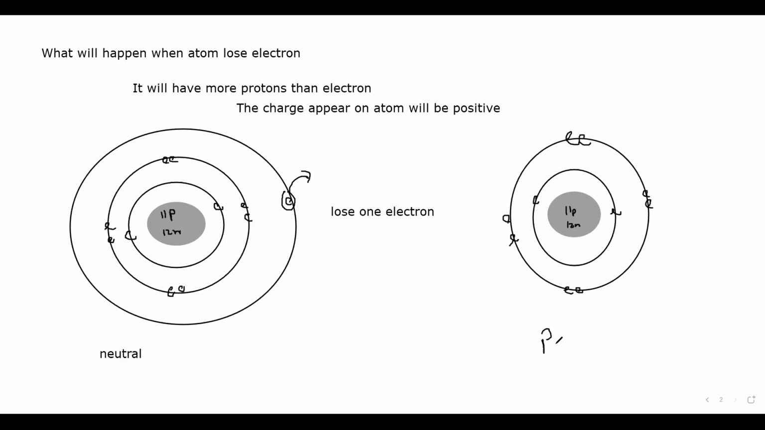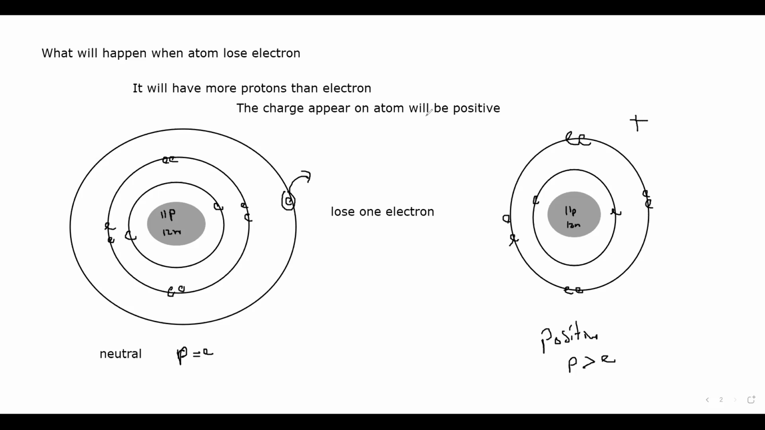Why is it a positive charge? Because you can see here, it was neutral. The number of protons was equal to the number of electrons. But why is it positive now? The number of protons is more than the number of electrons. So as the distribution of protons to electrons changes, the atom will have a charge on it. It will appear as a charged particle, not a neutral atom.